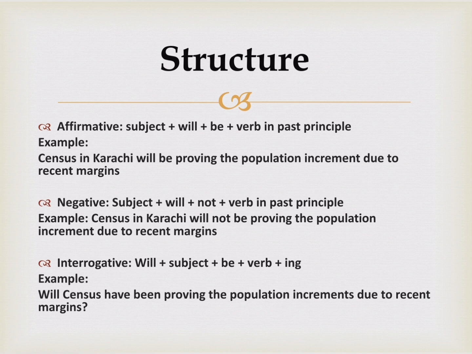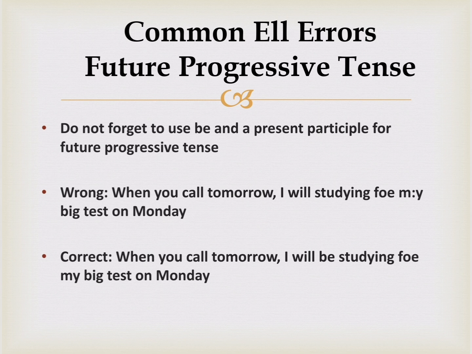Interrogative form is will plus subject plus be plus verb plus ing. Example, will census be proving the population increment due to recent margins? Now let's take a look at some common ELL errors in future progressive tense. Error number 1. Do not forget to use be and a present participle for future progressive tense. For example, when you call tomorrow, I will studying for my big test on Monday, which is wrong. The correct is: when you call, I will be studying for my big test on Monday.